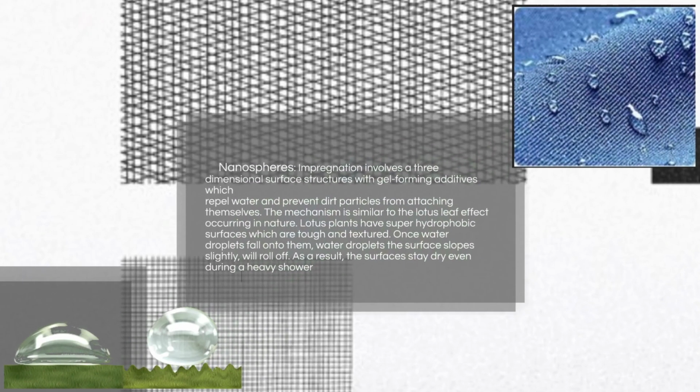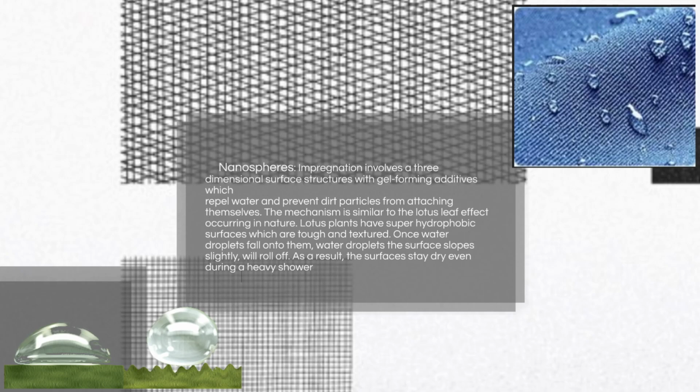The second one is nanosphere. Impregnation involves three-dimensional surface structures with gel forming additives which repel water and prevent dirt particles from attaching themselves. The mechanism is similar to the lotus leaf occurring in nature.